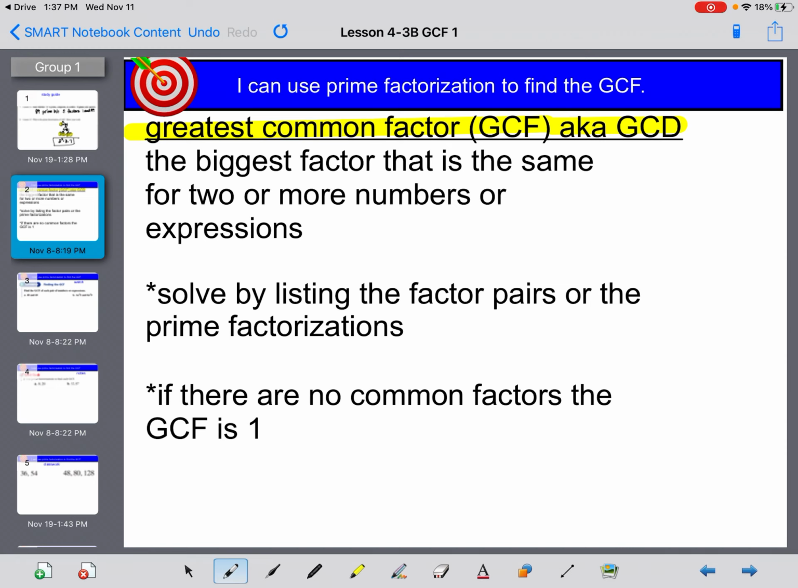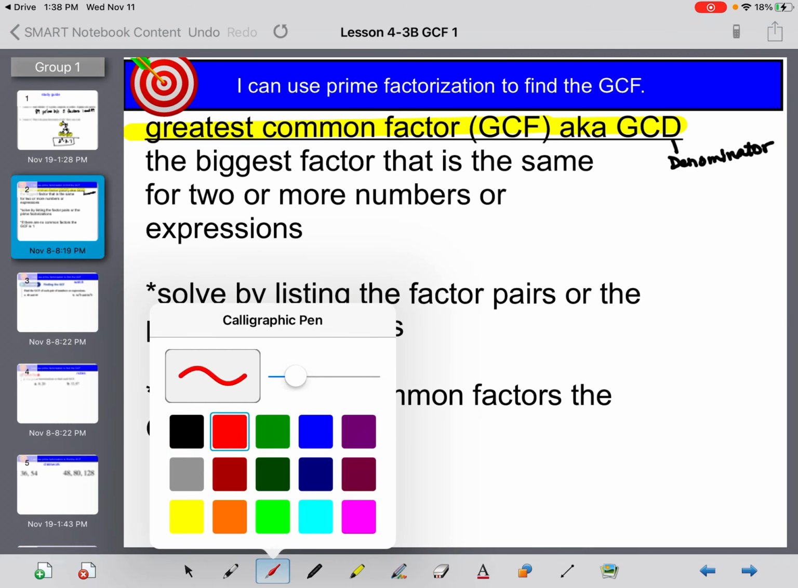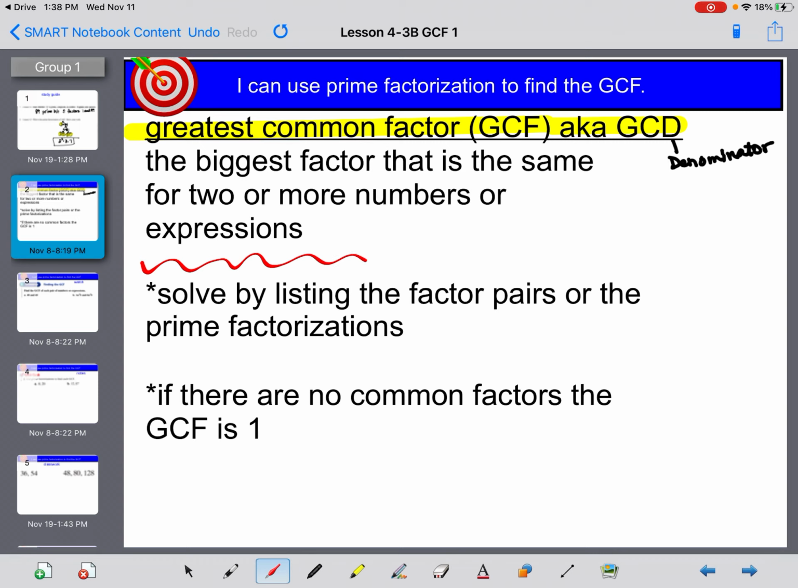All right, for today's lesson, we're going to work on using the prime factorization to find the greatest common factor. It is also known as the greatest common denominator. Those are used interchangeably in the math world, greatest common factor and greatest common denominator. So let's write this definition down in our notes: the biggest factor that is the same for 2 or more numbers or expressions.